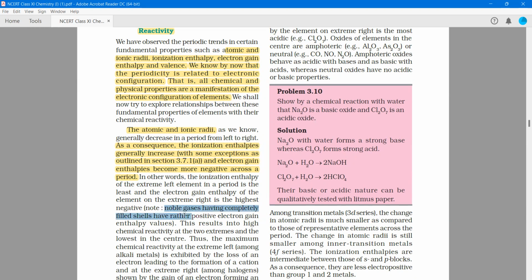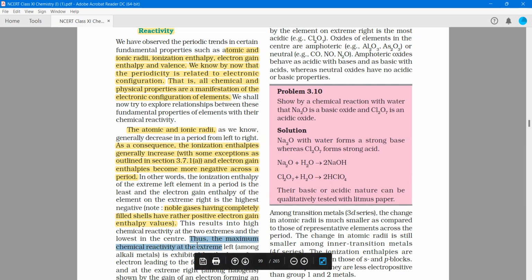Note that noble gases, having a completely filled shell, have rather positive electron gain enthalpy values. Yes, because it doesn't want to give an electron, and it definitely cannot take up an electron. That is why it has a positive electron gain enthalpy value. So this results in high chemical reactivity of the two extremes. When you are on the most extreme left side, it has the highest electron gain enthalpy, and when you are on the most extreme right side, you have the highest ionization enthalpy, and that is why the two extremes of the periodic table, those elements, are most reactive.